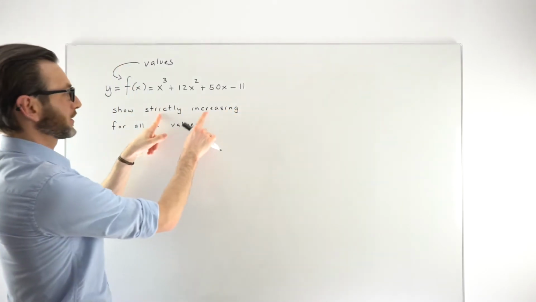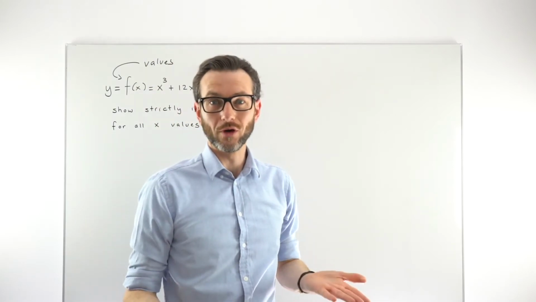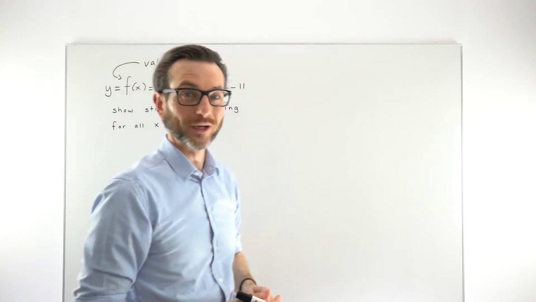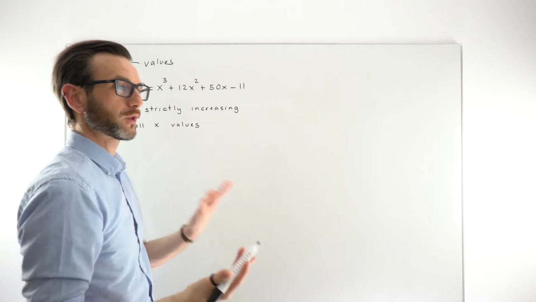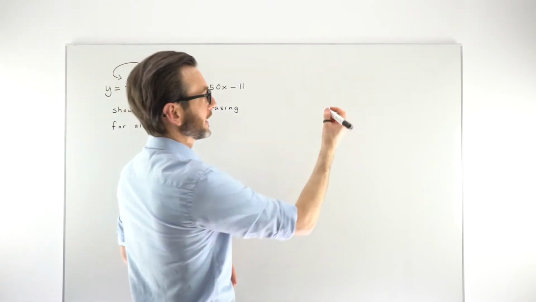So in other words, strictly increasing is a fancy way of saying, show that the graph of the function is always going up. We're not going to take a graphical approach, we're going to take an algebraic approach, but that's essentially what we're trying to prove. So let's consider that for a moment to help us think about what our technique's going to be.